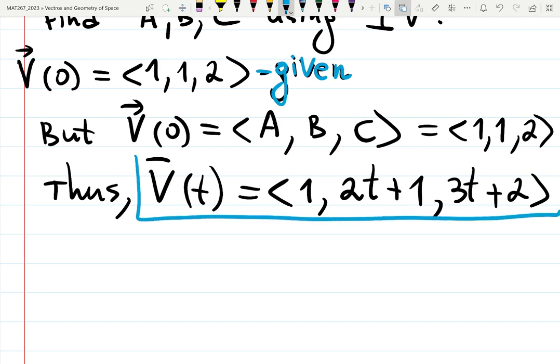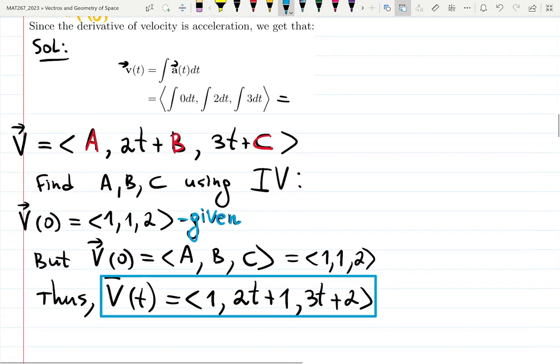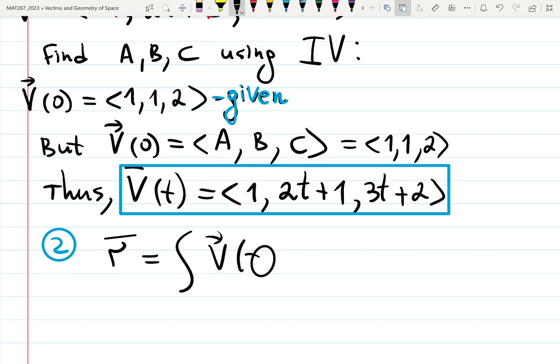We found V out of A by integrating A, and then we had constants, and we found the specific constants using the initial value. That's not the end, because from here we find R with exactly the same steps. First step, find V. Second step, now find R exactly the same way. They ask us to find R, which is the integral of V. So integrating a vector: integral of V dt. And you repeat the process.